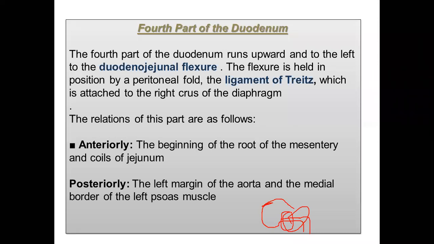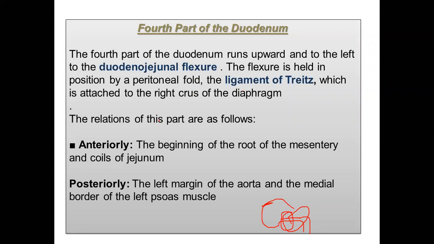Now this flexure is named duodenojejunal because the duodenum is connecting with the jejunum. And this place is held in position by a fold of peritoneum, which is called the ligament of Treitz, which is attached to the right crus of the diaphragm.